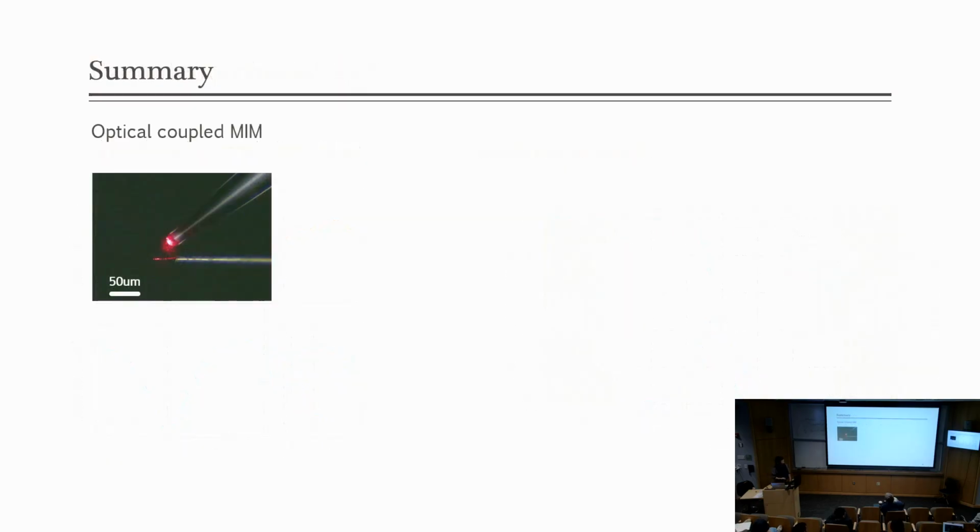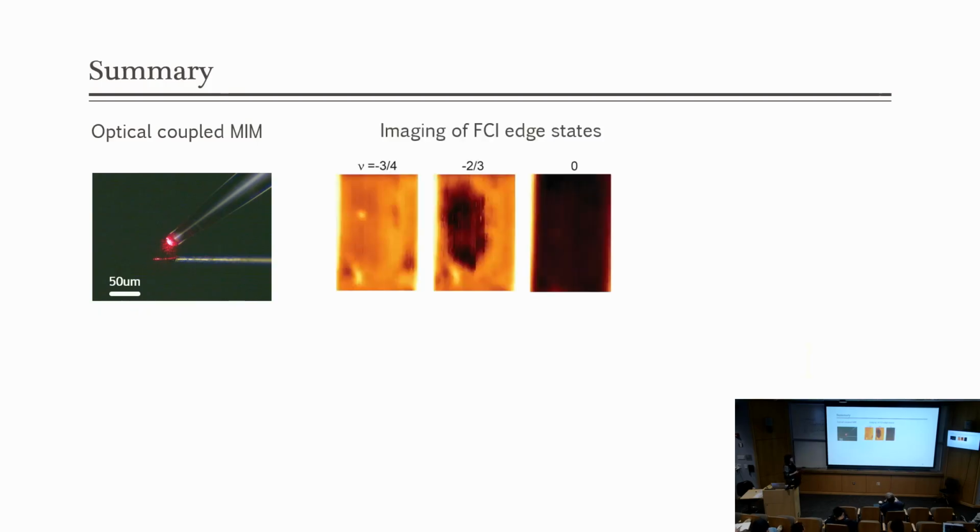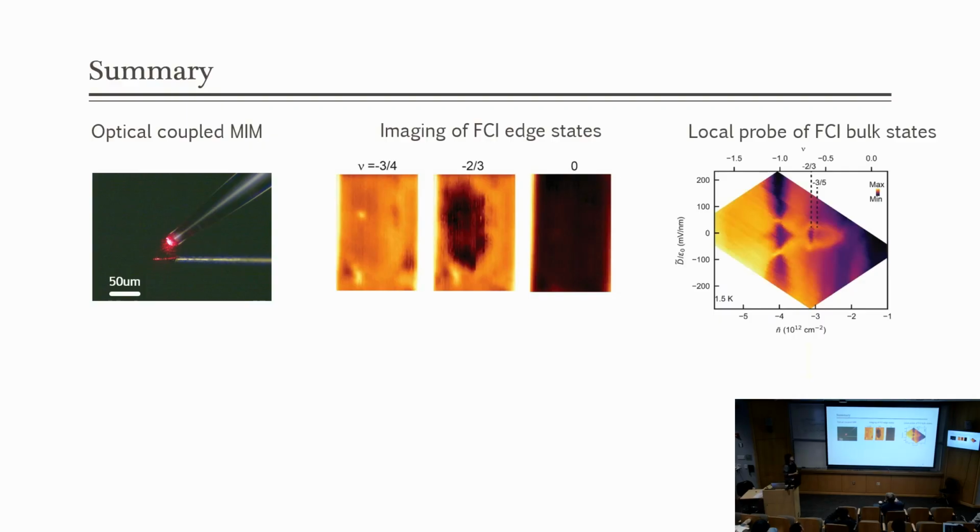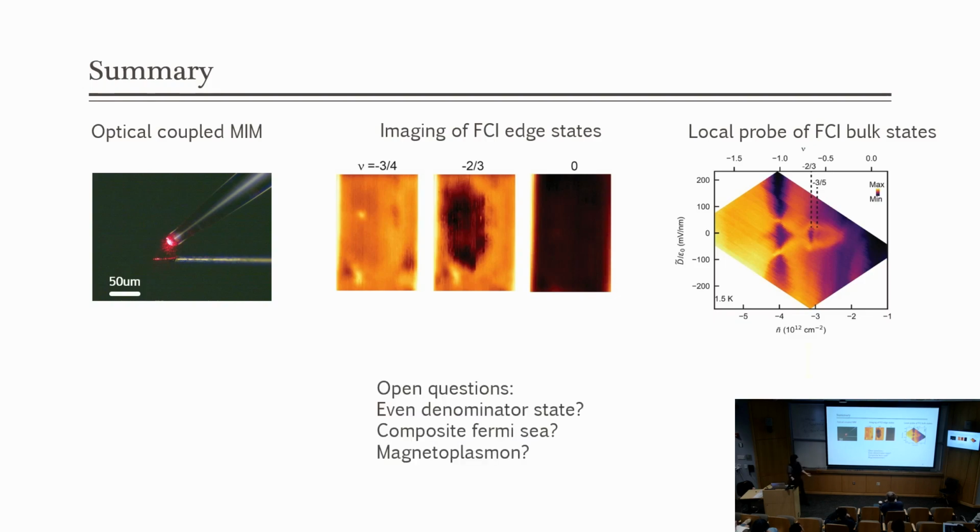Okay, and here comes the summary. We have this optically coupled MIM setup, and that allowed us to image the fractional Chern insulator edge states in the form of edge magnetoplasma. It is also a very sensitive local probe of the FCI bulk states. There are a lot of open questions that we're still exploring, including the even denominator states and composite Fermi sea magnetoplasma resonances, and including the fractional charges as we discussed today. So yeah, we're still on the road. Thank you.